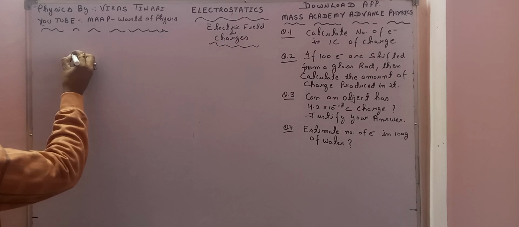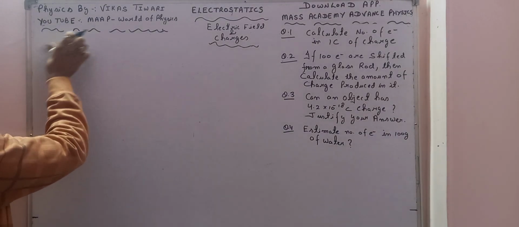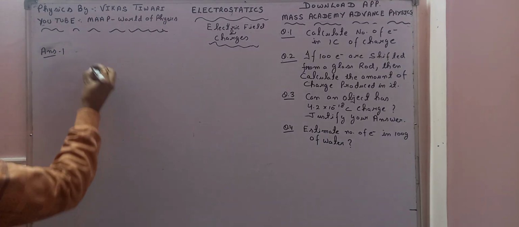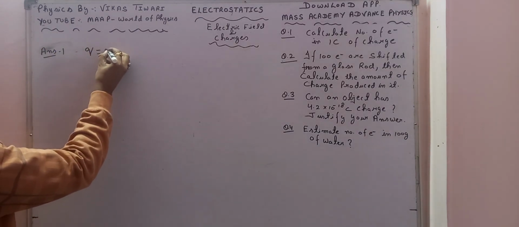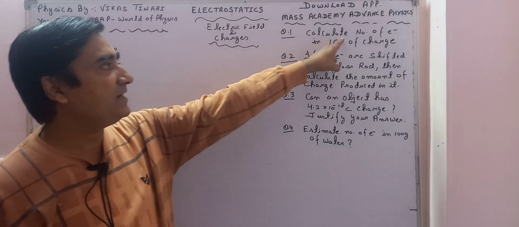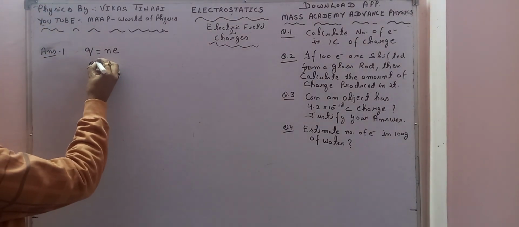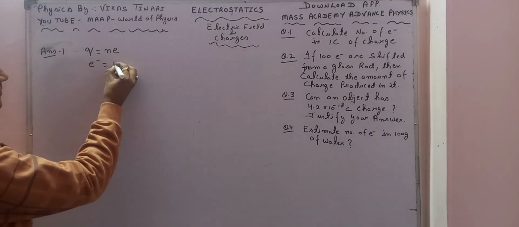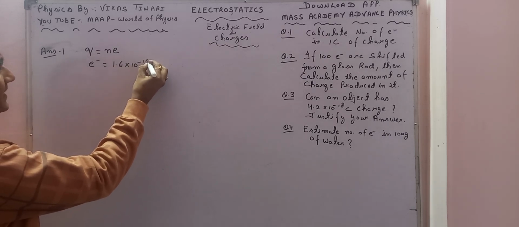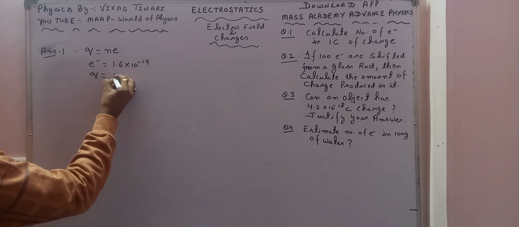Okay, so like that, if I say what is quantization of charge, this is the answer for this first question I am writing. I am solving this particular question. As we know, Q is equal to N into E. It is asking to calculate the number of electrons in 1 Coulomb of charge. The magnitude of electronic charge is 10 raised to power minus 19. Here the value of Q is given as 1 Coulomb.